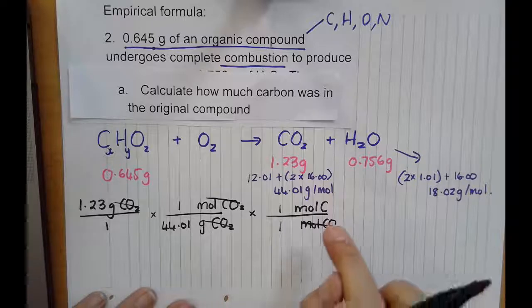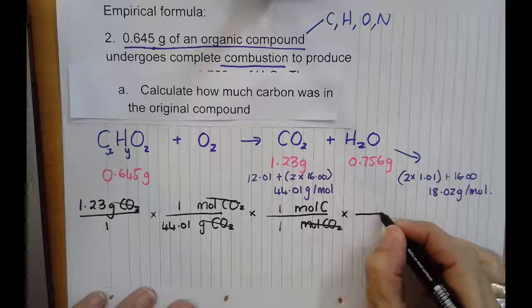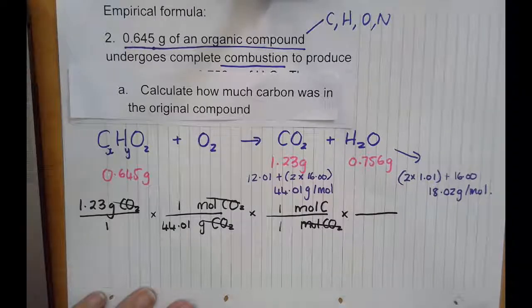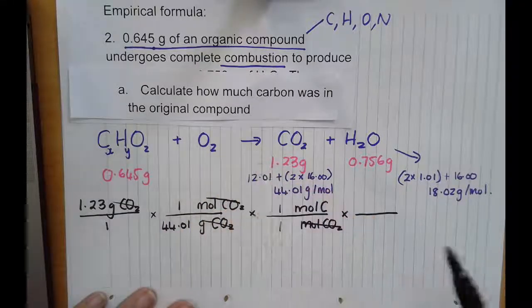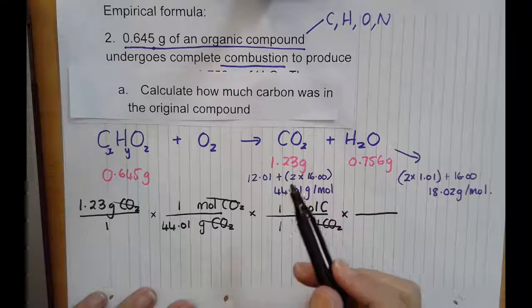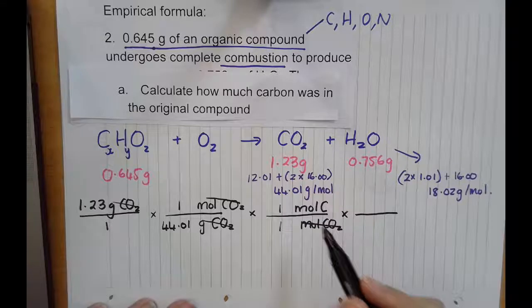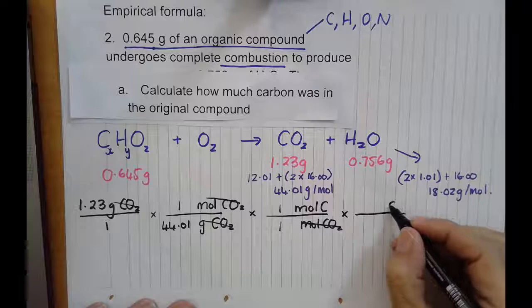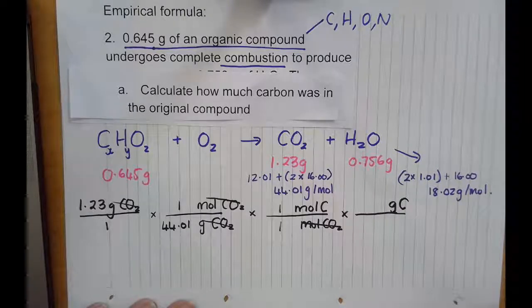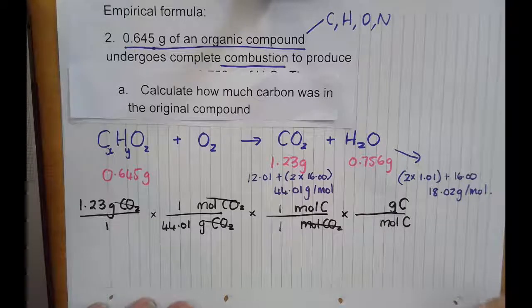Now that I know how many moles of carbon I have, I will convert that to mass because I want to know what is the amount. If I want to know how much, then I need to get it in grams, because I don't want to know how many moles I have, which means now I have to convert back to mass. So what do I want to know? I want to know how many grams of carbon I have.